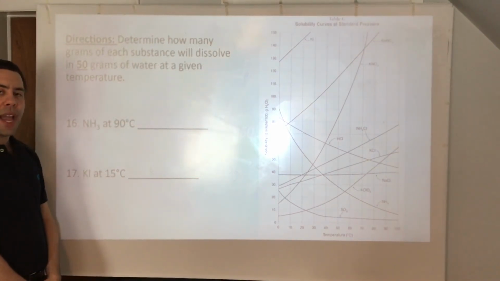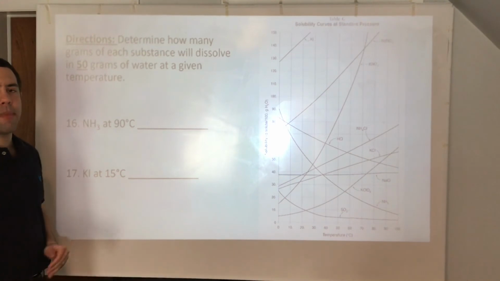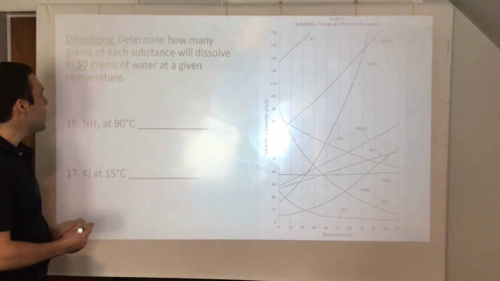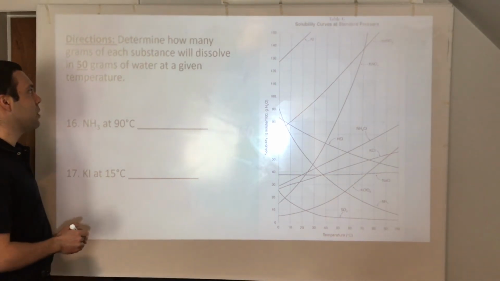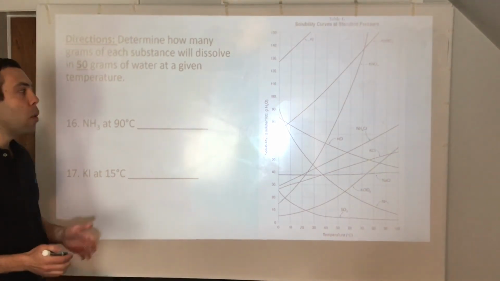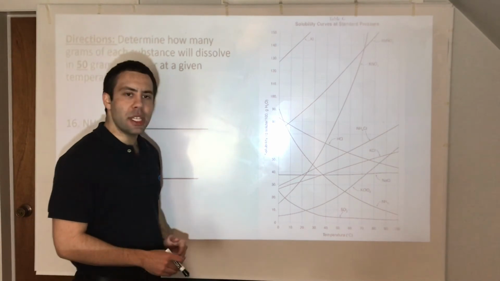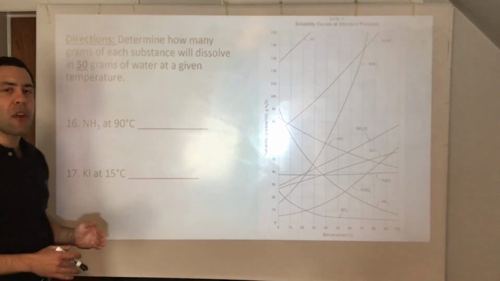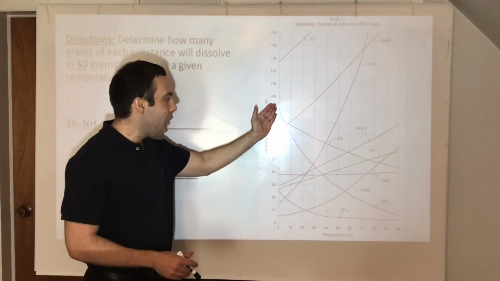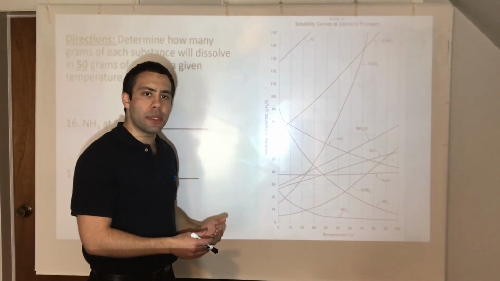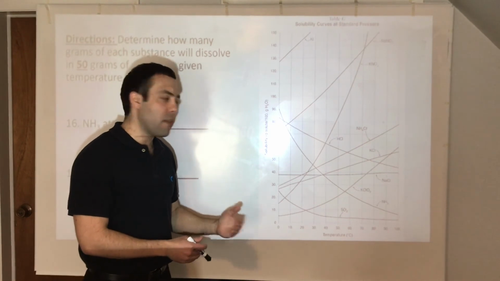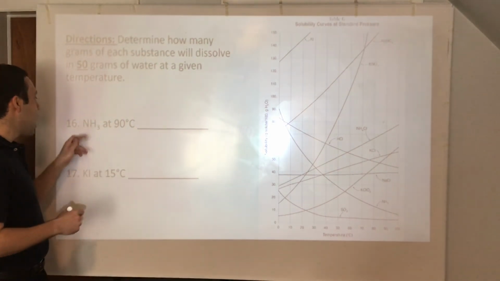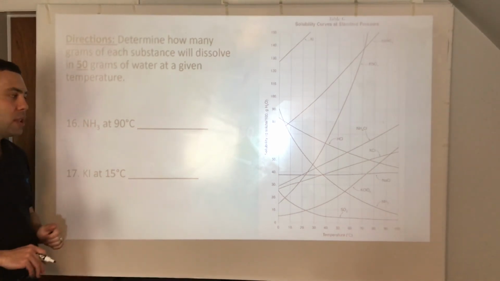Finally, we could also halve the amount of water that we have. The directions state, determine how many grams of each substance will dissolve in 50 grams of water at a given temperature. Once again, Table G is based off of 100 grams of water. So since we cut the amount of water in half, we will have to halve the amount of grams each substance can dissolve at a given temperature. For example, NH3 at 90 degrees Celsius.